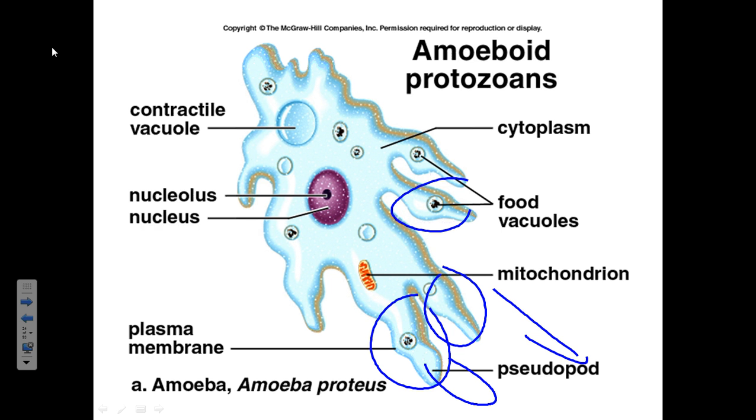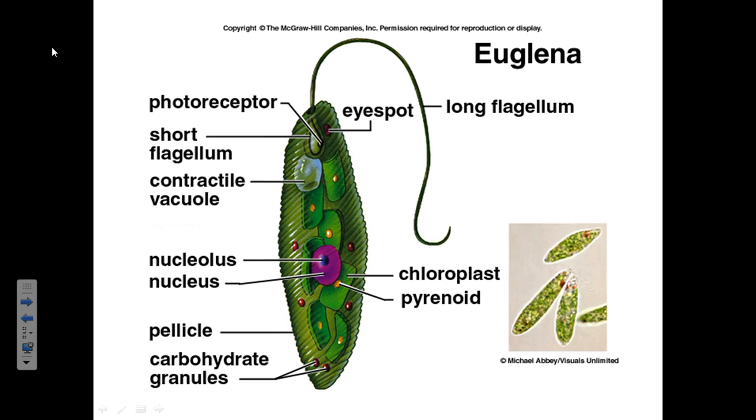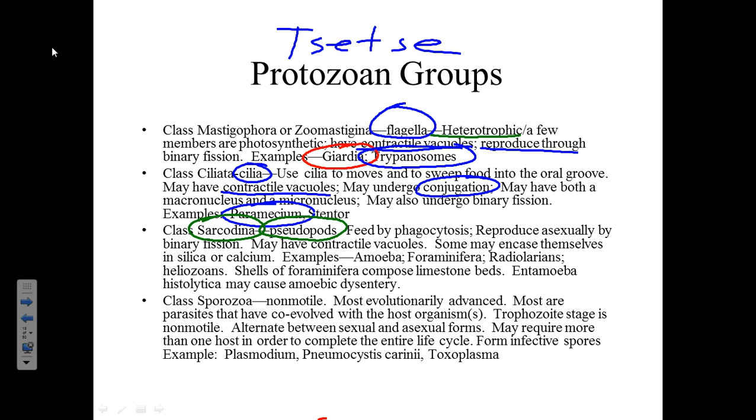But notice that eukaryote, it's got a nucleus, a membrane-bound nucleus. It's got lots of little organelles. Here's the contractile vacuole that pumps out the water. It's got little vacuoles to store food. It's got mitochondria. It's got all the typical parts of the eukaryote. So again, they usually reproduce asexually. They eat through a process called phagocytosis. And you know what that means now.